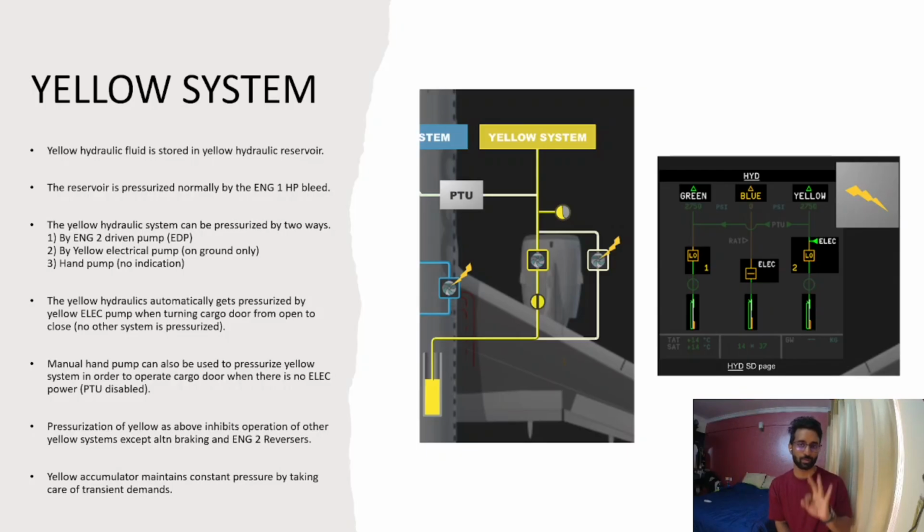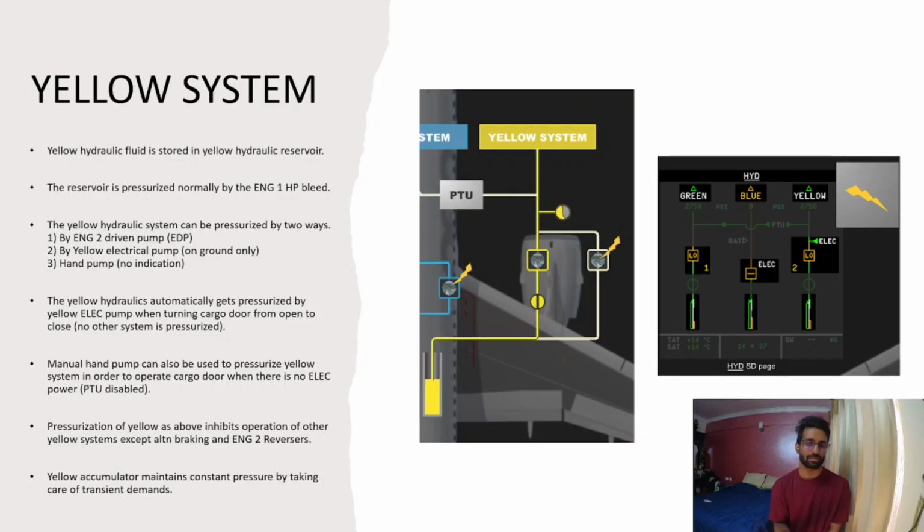cargo door. So what are the three ways in which the yellow system can be pressurized? EDP, electric pump, and then the hand pump. These are the three systems. Now remember, when you use the manual hand pump to pressurize the yellow system to operate the cargo door, there is no electric power. Okay, so in that case, we'll talk about PTO later. Nothing else gets pressurized. The entire yellow system doesn't get pressurized. Only the doors will get pressurized, and then the alternate braking and engine 2 reversers.